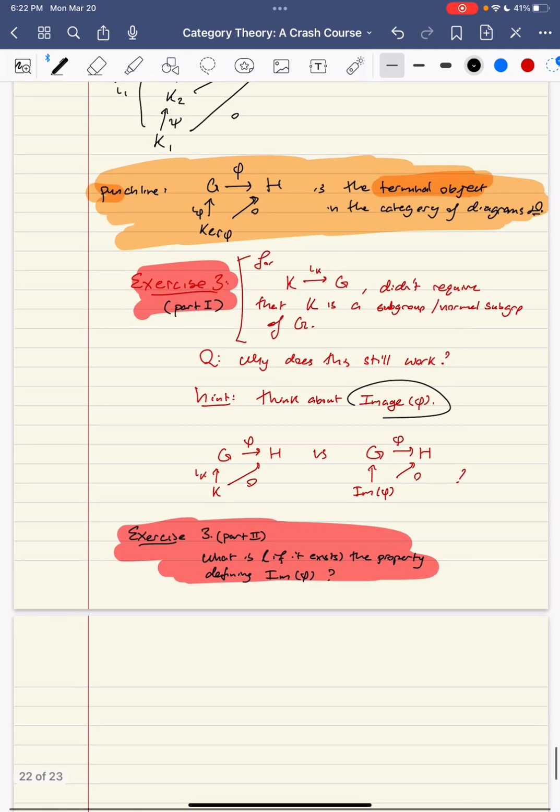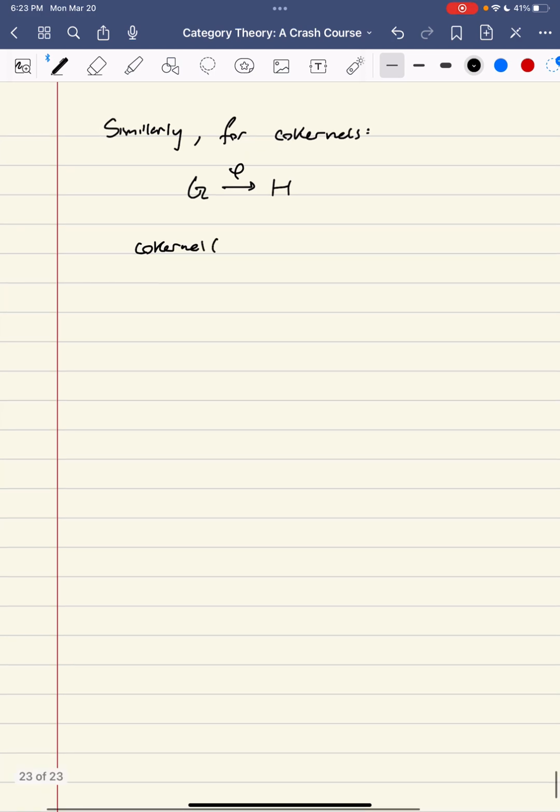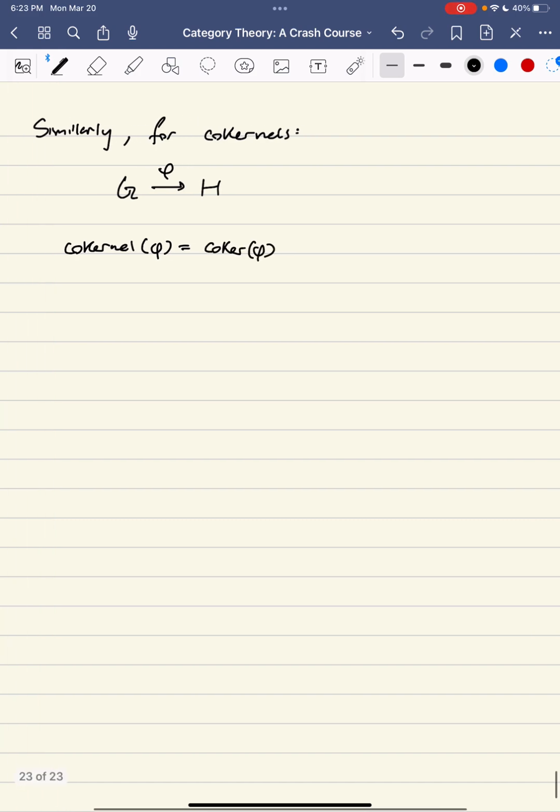Likewise, doing the exact same setup. Similarly, I mentioned co-kernels before. For co-kernels, if we have G to H, again, the co-kernel of phi, which we usually abbreviate as coker of phi, is defined to be the quotient group of H by the image.